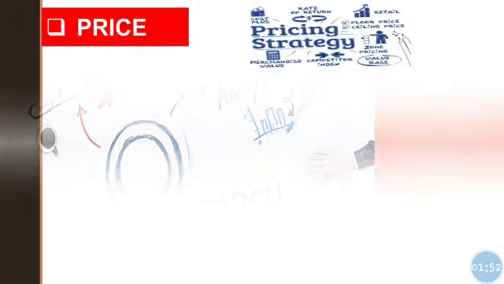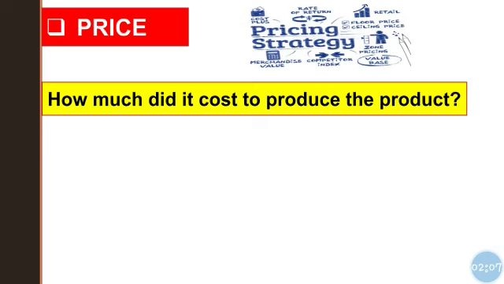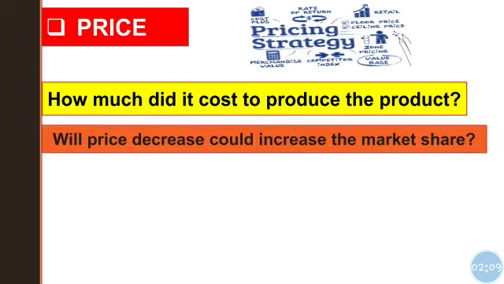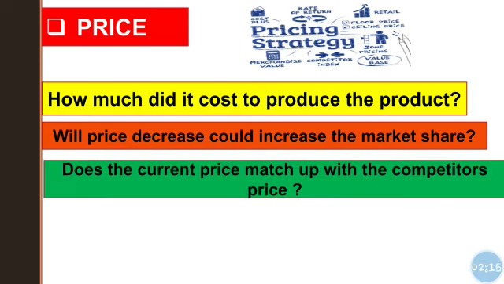Next is price. This is the stage where managers define their pricing structure. There are different price strategies which may depend on the following questions like how much did it cost to produce the product? Will a slight price decrease increase market share? Does the current price match up with the competitor's price? These all questions are of very much importance from producer's side.